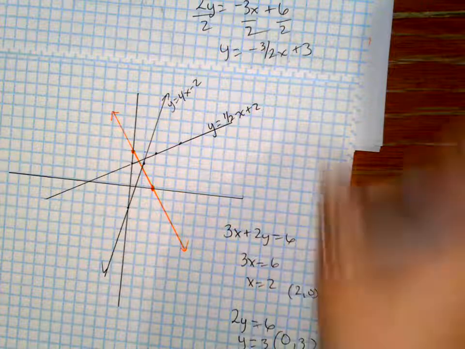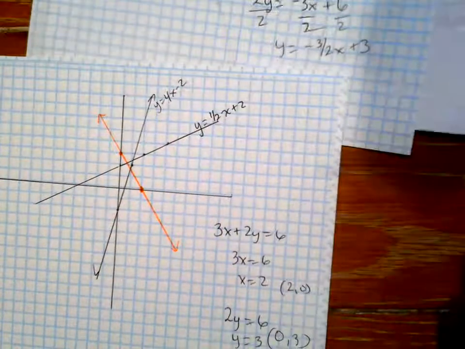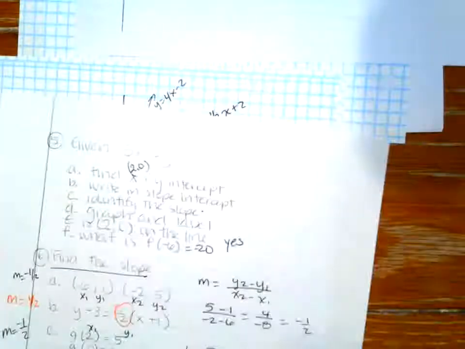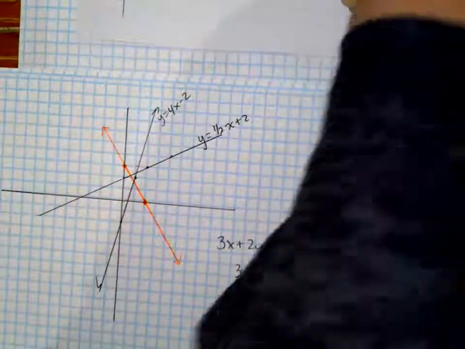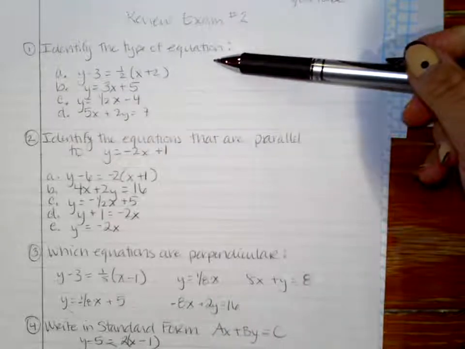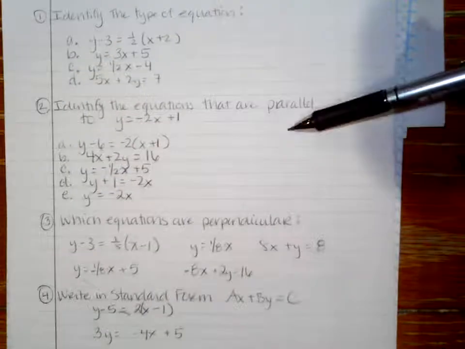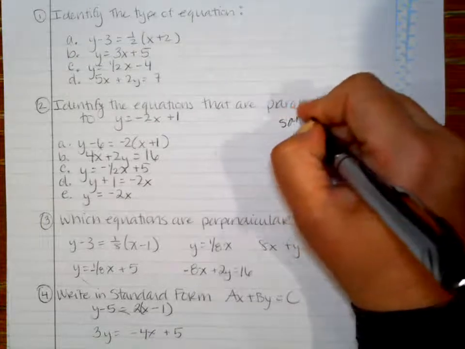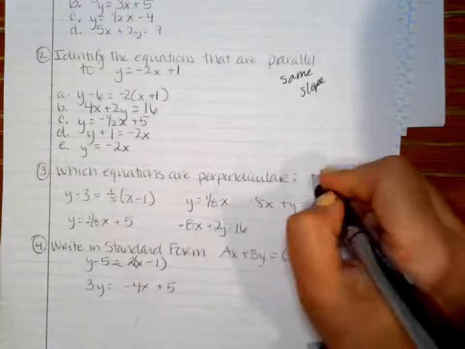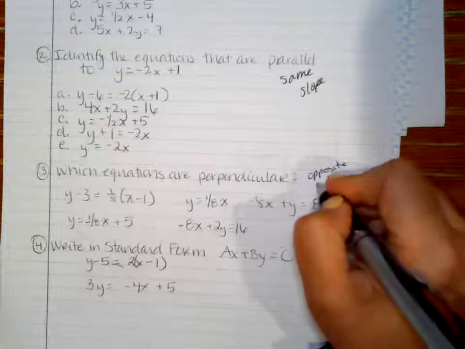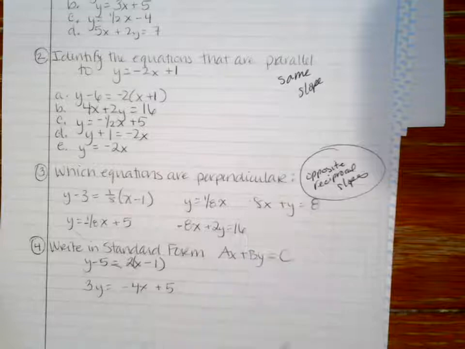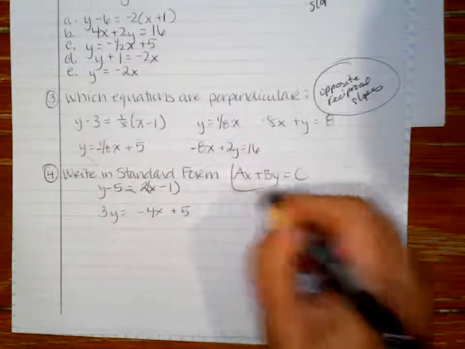All right, so tomorrow's exam is a little lengthy, but I don't see why you guys should not be able to handle that. There are multiple questions like this where there are multiple parts. I'm going to clean one out here. So again, we've got identifying the type of equation, easy 4 points on your exam. Equations that are parallel, you're looking for the same slope. Equations that are perpendicular, you're looking for opposite and reciprocal slopes.